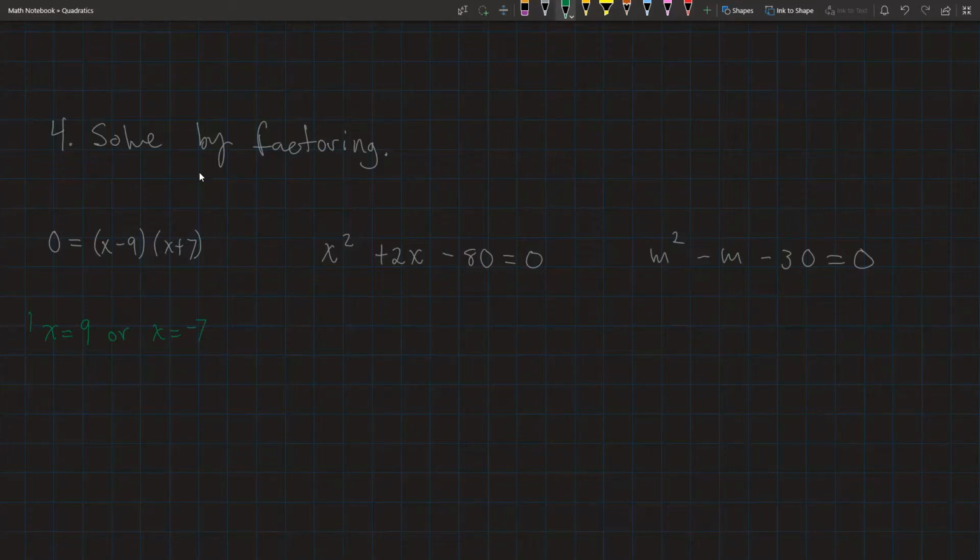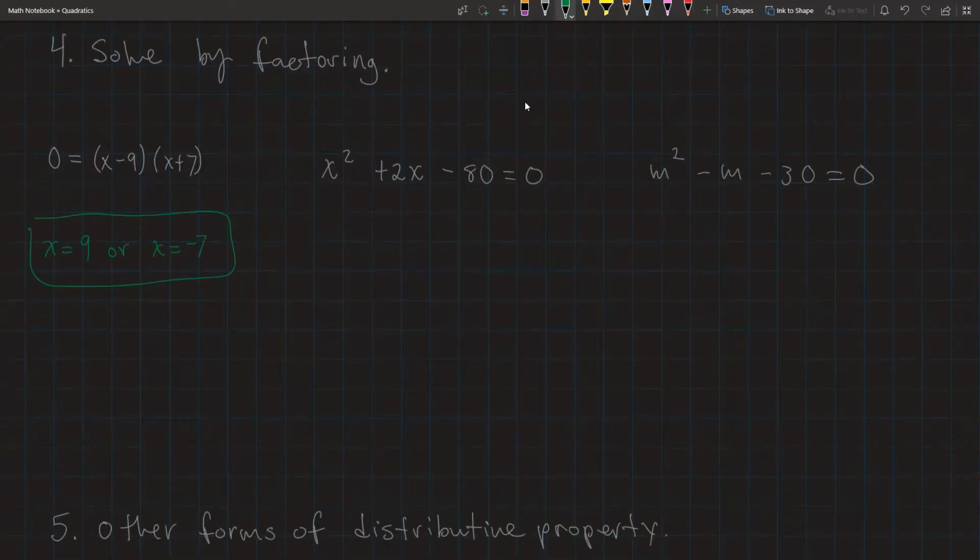We have a video on that before. Go review it if you forgot. Okay. And again, but this one's not in factored form. So now it makes us think of a further step before we can proceed. All right. And we think of something that multiplies to negative 80 and combines to positive 2.